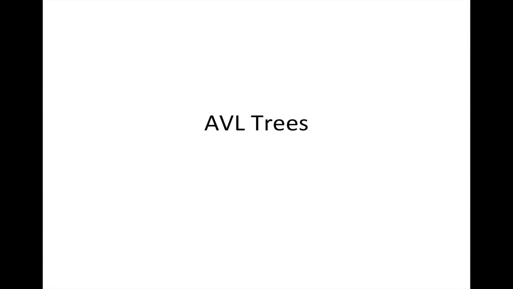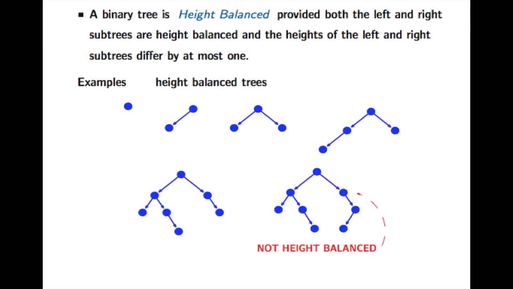This is an explanation of AVL trees. AVL trees are binary search trees where we control the depth of the tree so it doesn't get too big. What we define as a height balanced tree is a tree where the depth of the left side and the depth of the right side differ by at most 1. Also, we want the left subtree and the right subtree to be height balanced themselves.